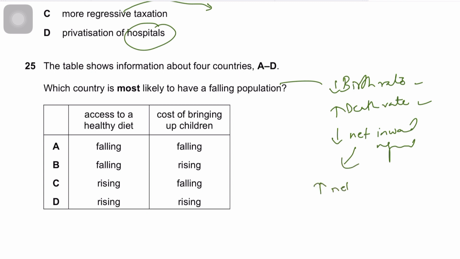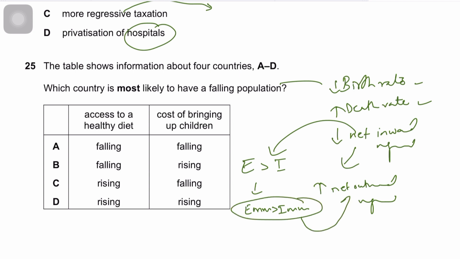Net inward migration would fall when more people are exiting the country as compared to people coming into the country. So if emigration is more than immigration, definitely the size of the population will go down, right? Remember that. In case of emigration exceeding immigration, it results in a net outward migration. So these are the 3 factors that affect the population size in any country.